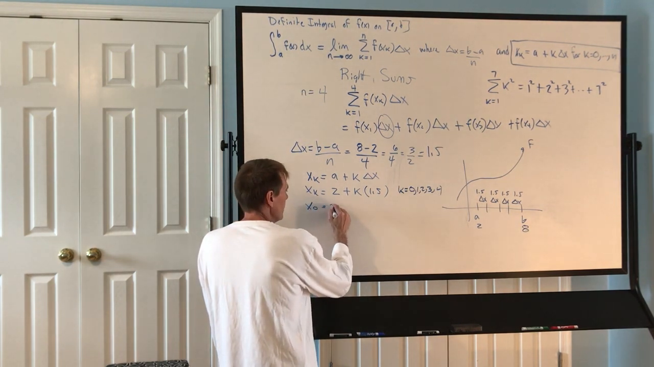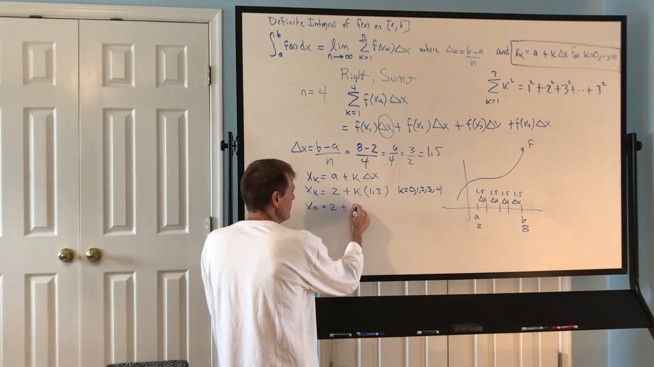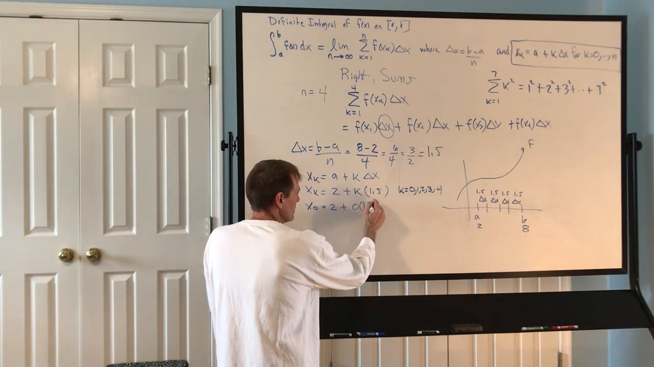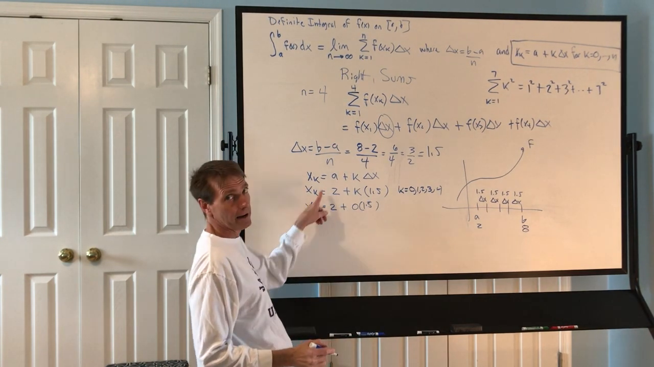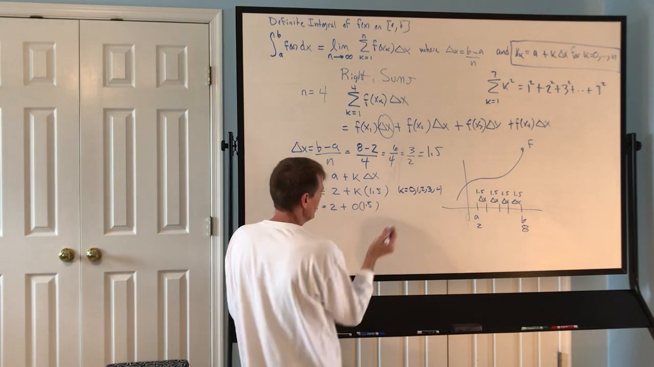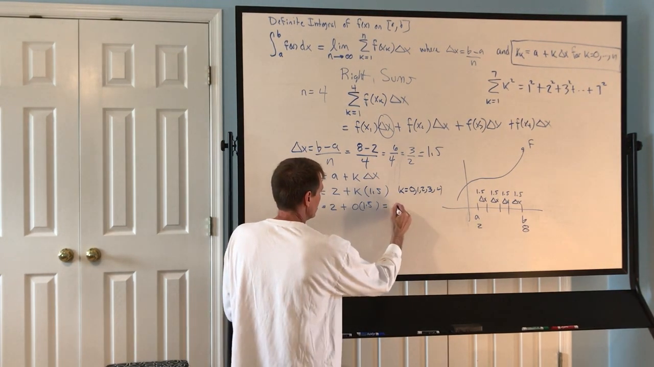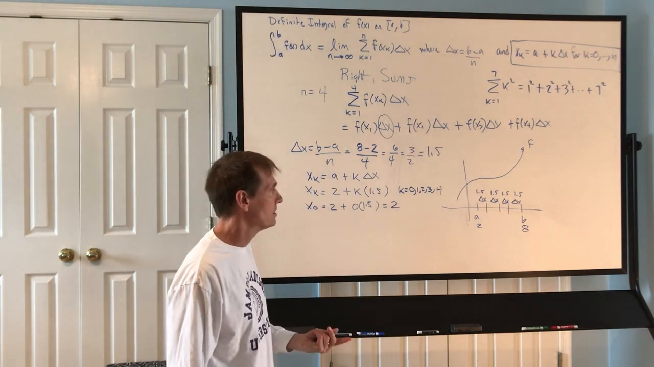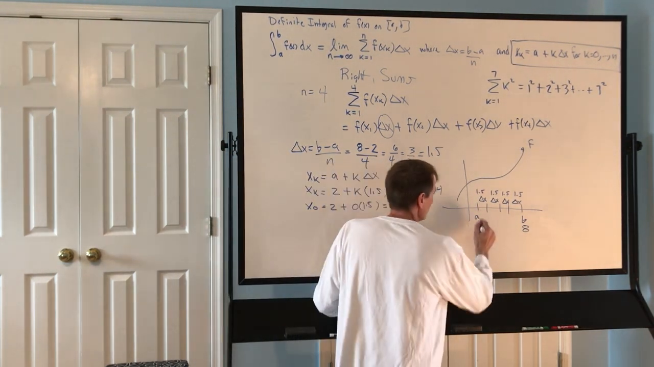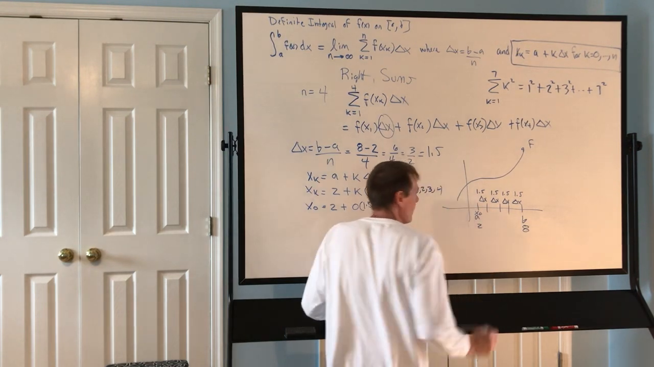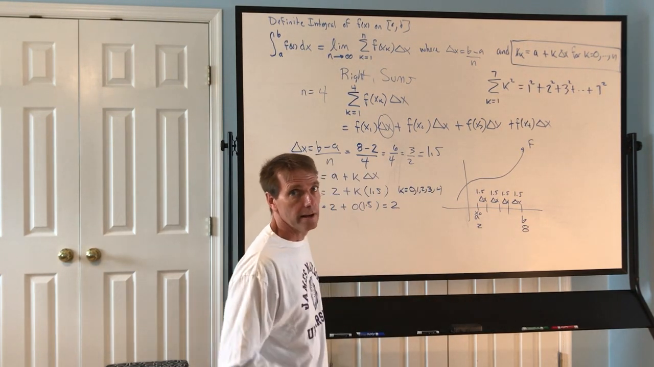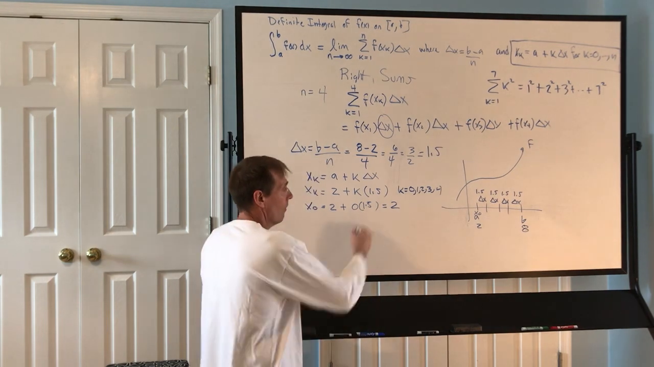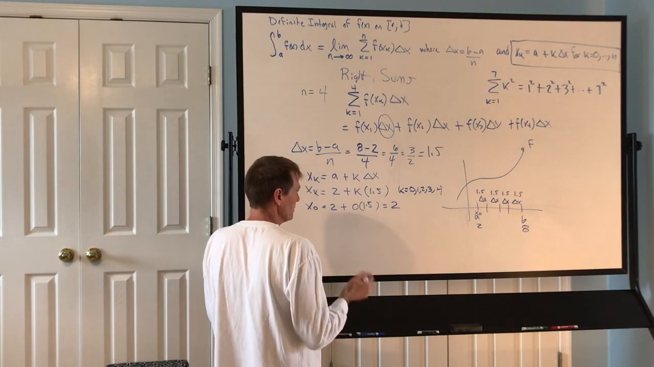x0 would be equal to 2 plus 0 times 1.5. Where I see the k, I'm going to put a 0. But 0 times anything is 0. So I get that x0 is 2. So this would be my x0. That would be x0. It's 2. It's an x value in the domain of the function.